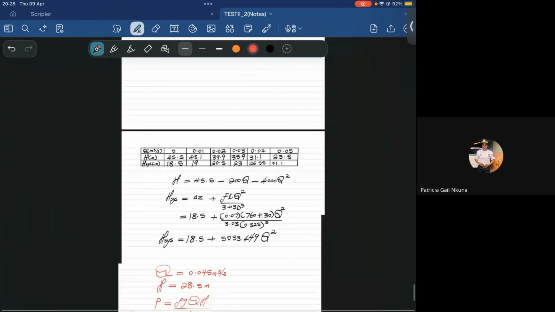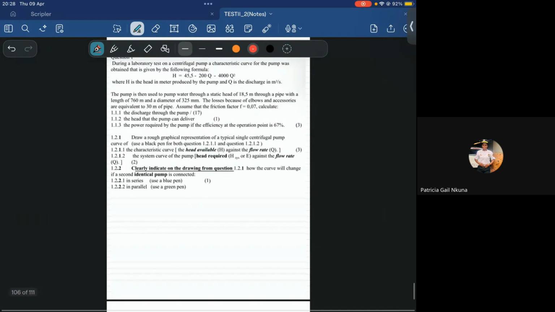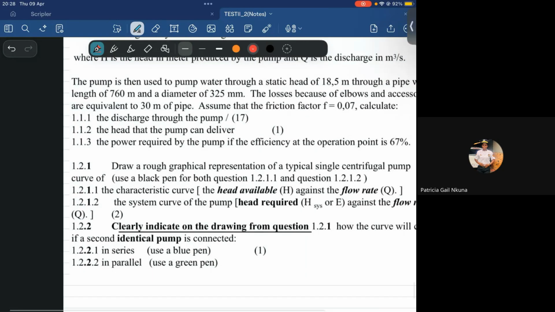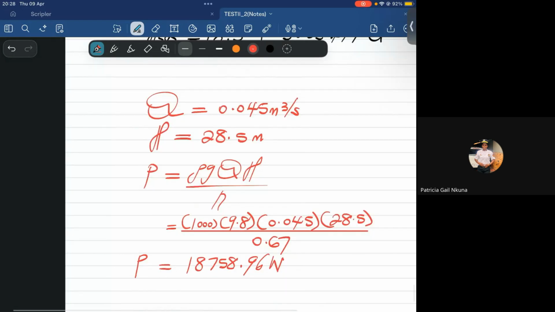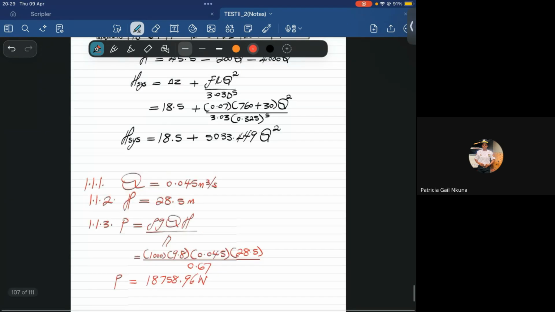So this is question 1.1.1, this is 1.1.2, and this is 1.1.3 respectively. So that's how to solve this problem.